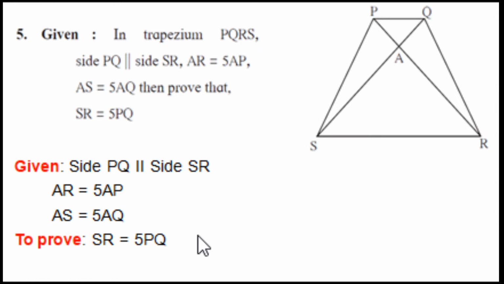Next, question number 5. We have a trapezium PQRS. In a trapezium, one pair of opposite sides is parallel. So side PQ is parallel to side SR, and what is given is AR is equal to 5 AP, AS is equal to 5 AQ, and we have to prove that SR is equal to 5 PQ. So we'll write all the given: side PQ is parallel to side SR, AR is equal to 5 AP, AS is equal to 5 AQ. Now we have to prove SR is equal to 5 PQ.